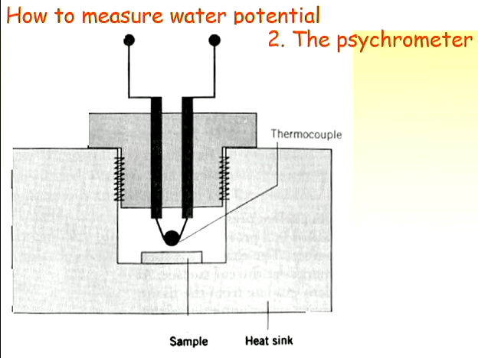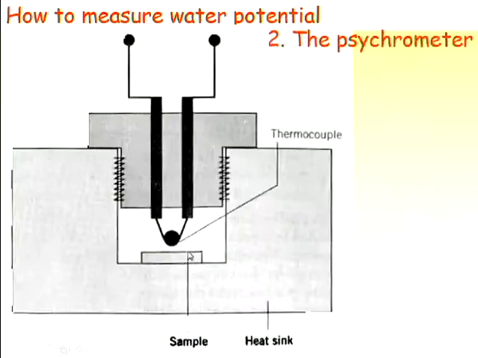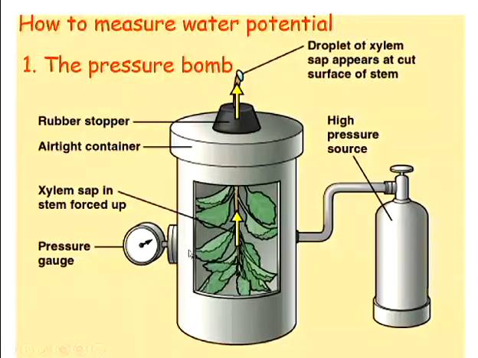There's a little machine that you can carry, and you plug the psychrometer into the machine, let it equilibrate, and then you measure. There's a little thermocouple in here that you can heat and cool, and the condensation onto that thermocouple is going to tell you the relative humidity of the air. So that's called a psychrometer, and this is called a pressure bomb. Okay, that's all for today.